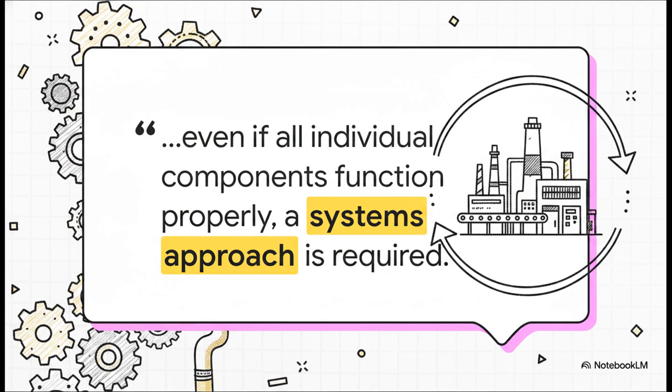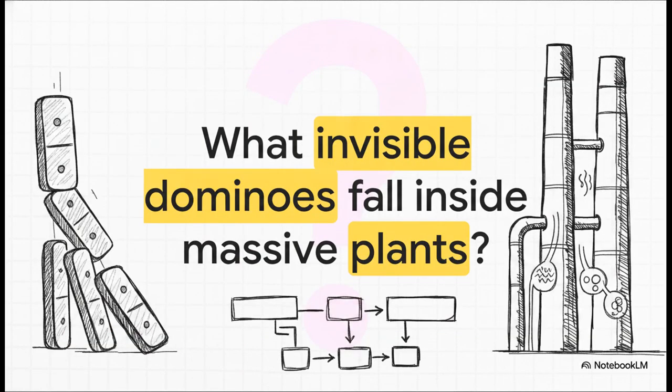There's a quote from the source material that sums this up just perfectly. It says, "Even if all the individual components are functioning properly, there is no guarantee that the overall system will perform properly. Thus, a systems approach is required." Having perfect individual state-of-the-art parts is totally meaningless if you don't have a holistic systems approach to tie them all together. Which leaves us with this final thought.